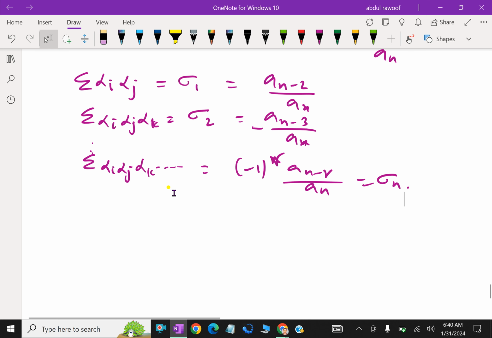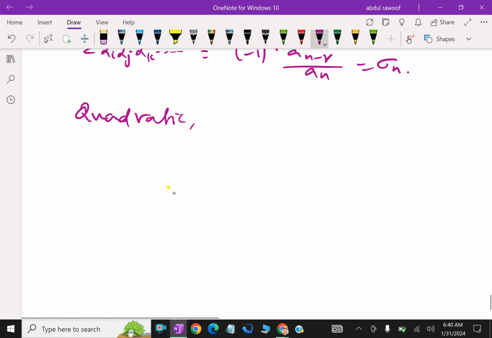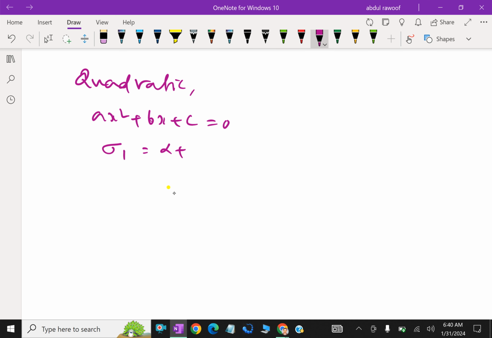That means, for example, for a quadratic equation, a x squared plus b x plus c equals 0, here sigma 1, which is equal to alpha plus beta, equals minus b by a. Sigma 2 is alpha beta, the product of the roots, c by a.